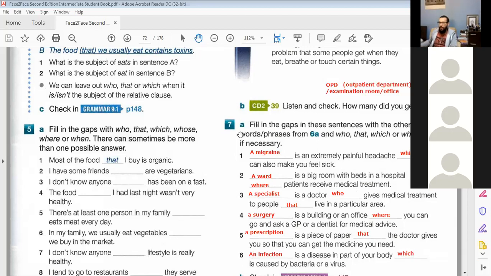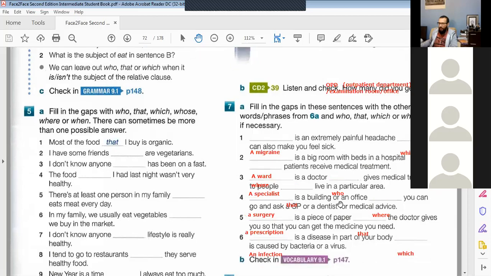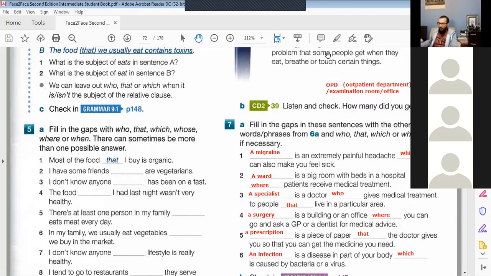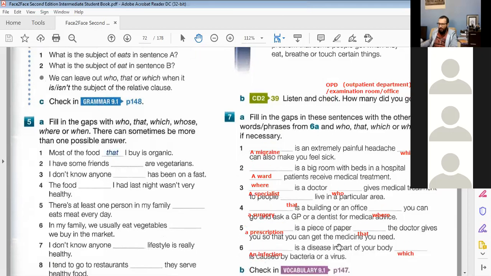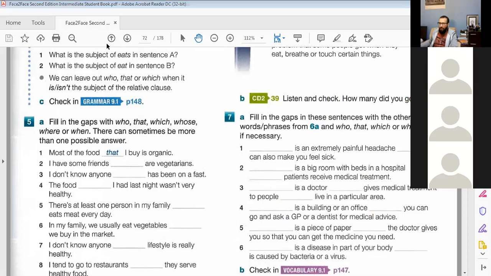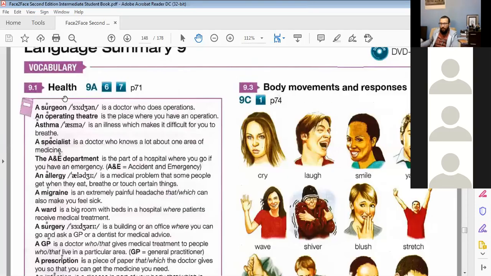All right, so here in these two exercises, number 6 and 7, we have a lot of new information about health. Lots of new words, I think. So let's go and check the summary on page 147. Let's take a look at the summary. All right. Here are some of the words.